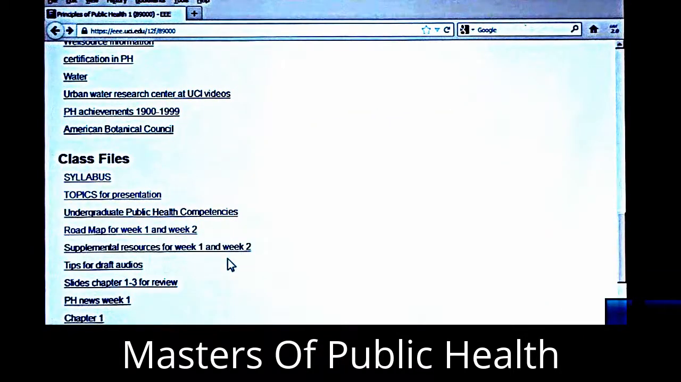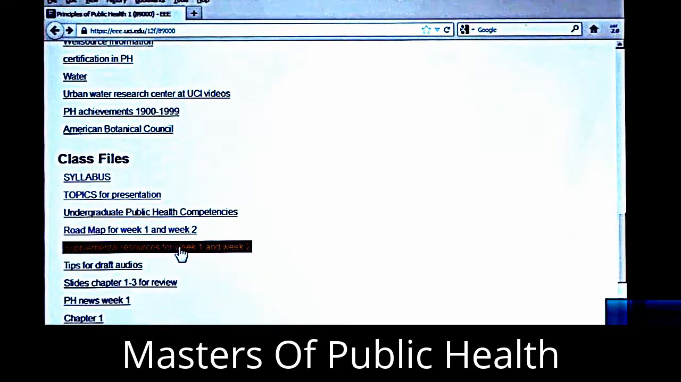Here are the supplementary resources for weeks 1 and 2. These are the chapters that I will be sharing with you. You have them in PDF form, in case you would like to go faster through this and not as a PowerPoint. You can print it or use it. And this is additional information. We will also go through that.